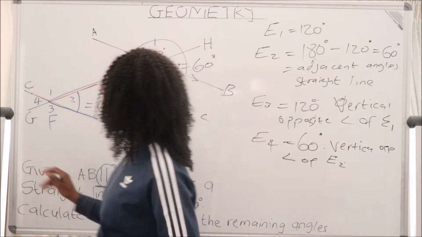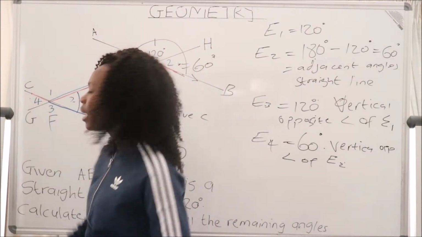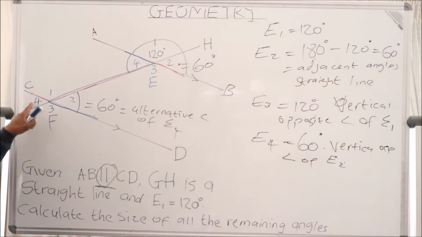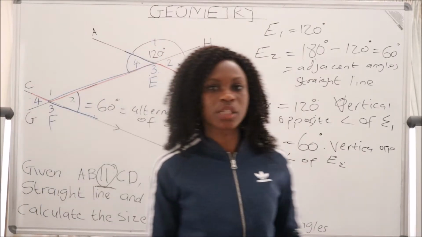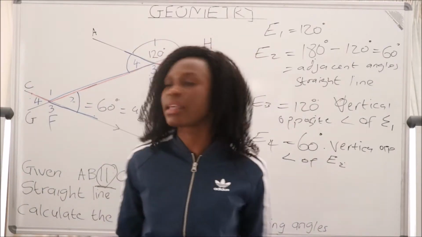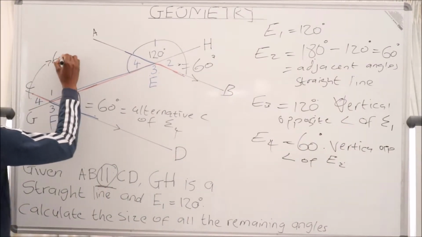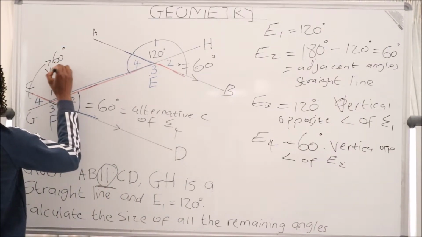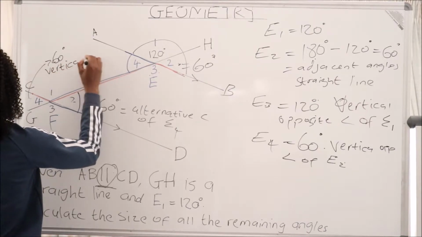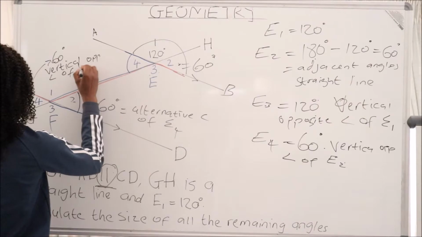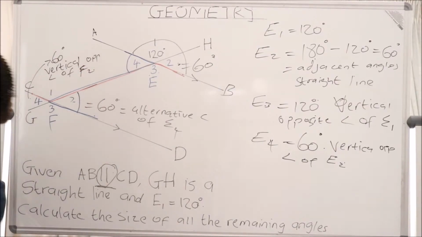Remember that vertical opposite angles are equal. That means that F4 in this case is also equal to 60 degrees, and the reason for that is because they are vertical opposite to each other. Now that we know that, this is equal to 60 degrees, and the reason is it's the vertical opposite angle of F2. We have the value of that.